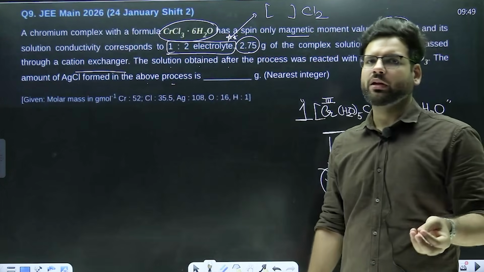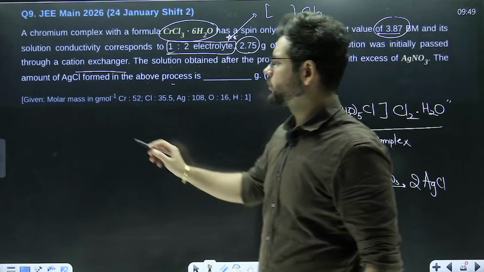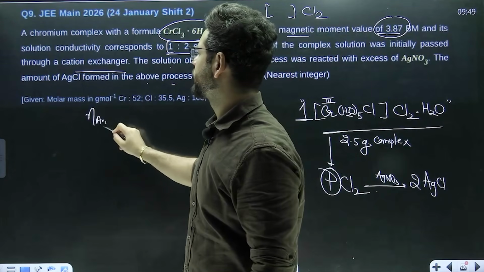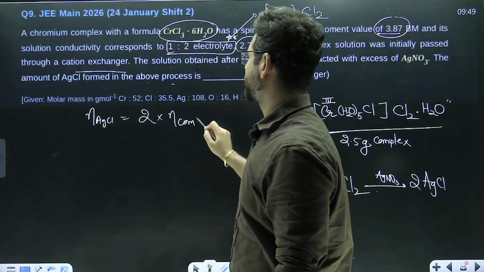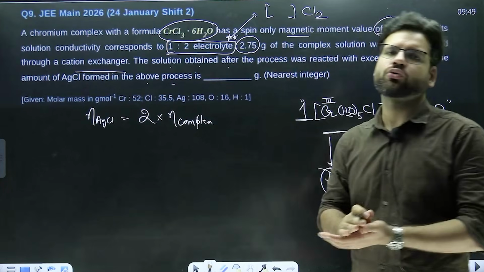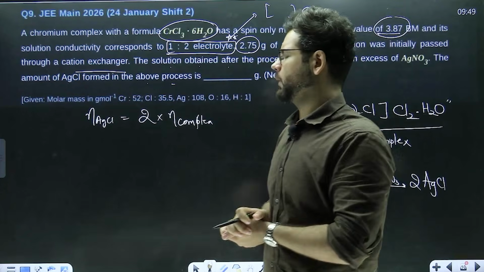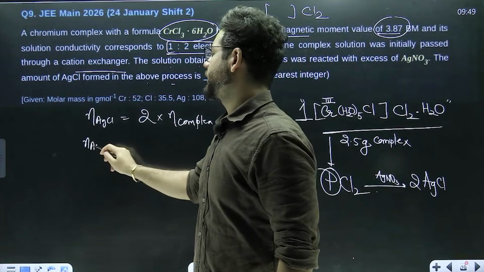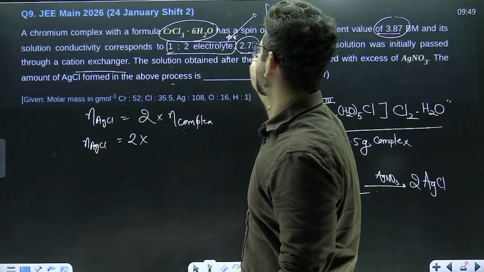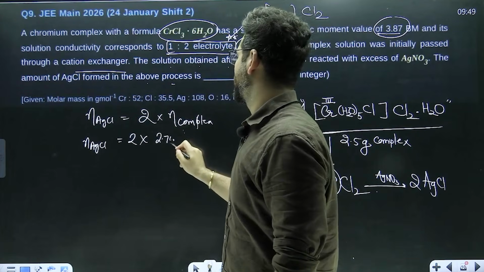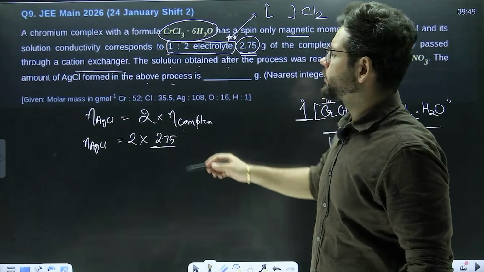Mass of AgCl. So I have to look at moles. Moles of AgCl are double the moles of salt. So we can say moles of AgCl produced will be 2 times the moles of complex taken. Correct? I hope it makes sense, because 2 chlorides are outside, 2 chlorides are ionized. So moles of AgCl precipitated will be 2 times moles of complex. Moles can be written as mass by molar mass. Okay, let's find out the molar mass.